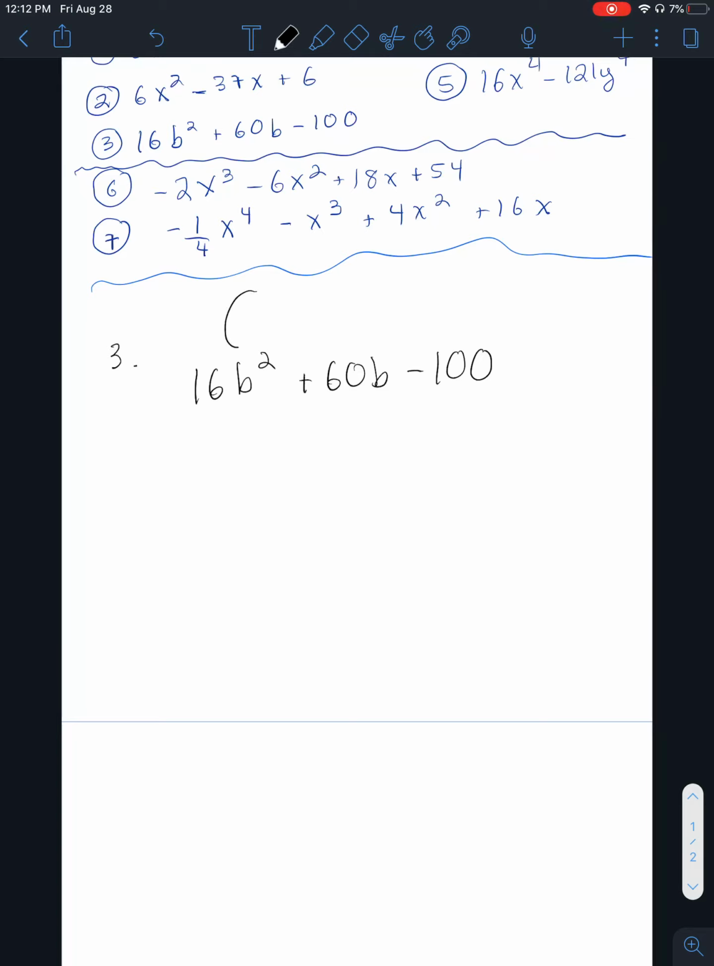I'm going to write this in big letters, GCF. Greatest common factor is a great friend. It always helps you make your bigger problems into smaller ones.